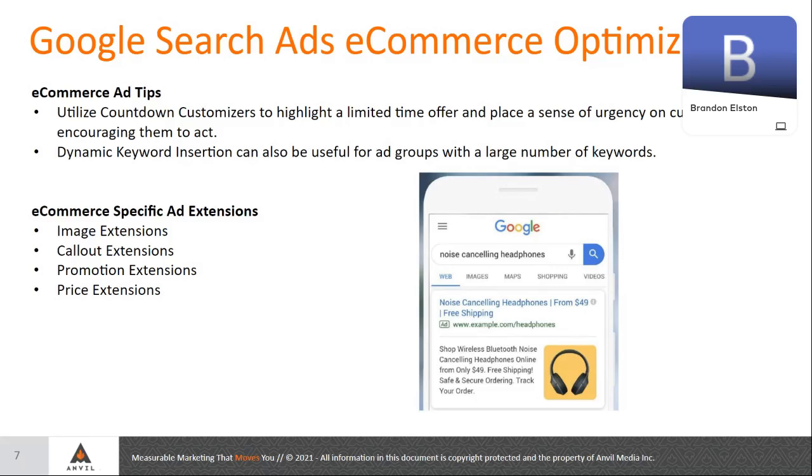Another option you have is dynamic keyword insertion. This is another really great one if you have a bunch of keywords in your ad group, or if you want to make sure your ads relate specifically to your customers. So in the example you see down below, in a search for noise canceling headphones, it says right up in the headline, noise canceling headphones. And that can be accomplished through dynamic keyword insertion.